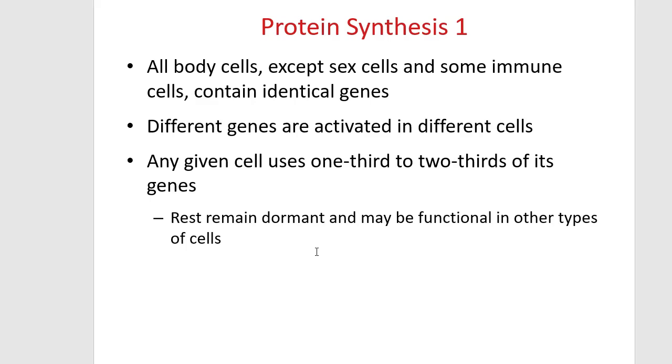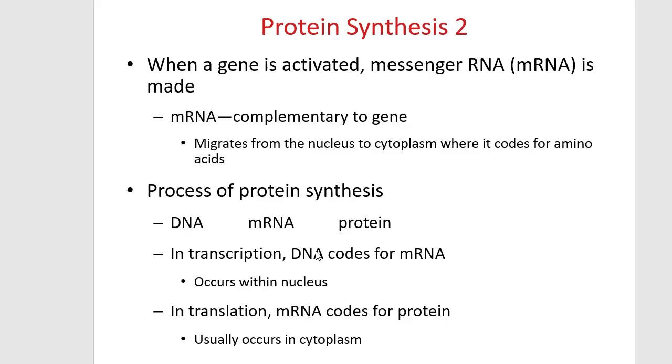Now, all body cells, except sex cells and some immune cells, have identical genes. Identical. So when a gene is activated, messenger RNA is made. The process of protein synthesis goes like this: from DNA to mRNA to protein. Messenger RNA is called messenger RNA because it carries a code. That code is going to code for a protein. It's going to give the recipe on how to make the protein.